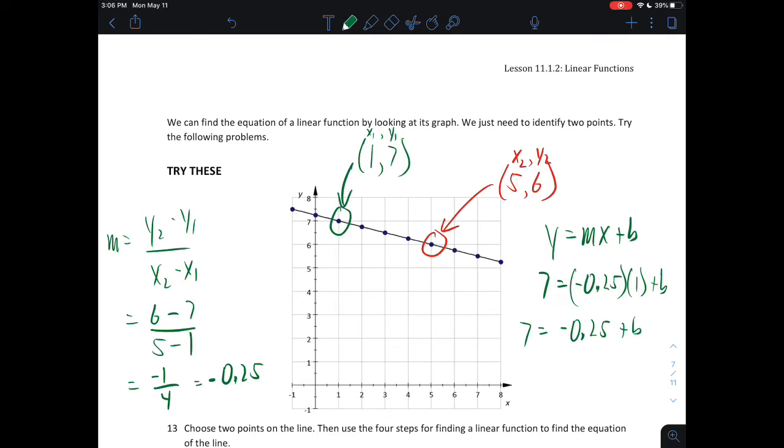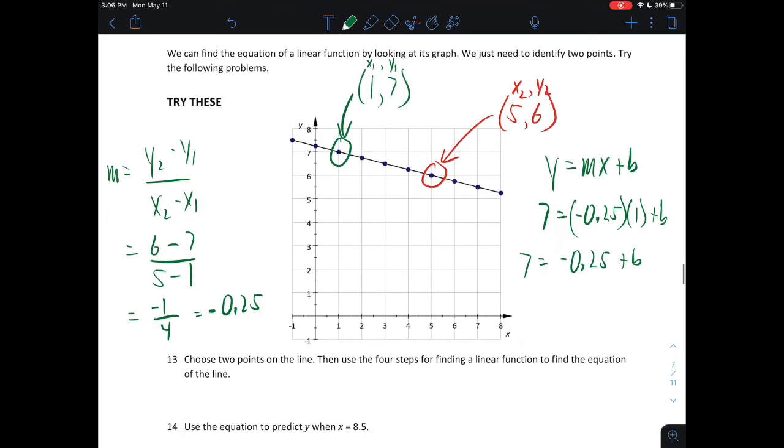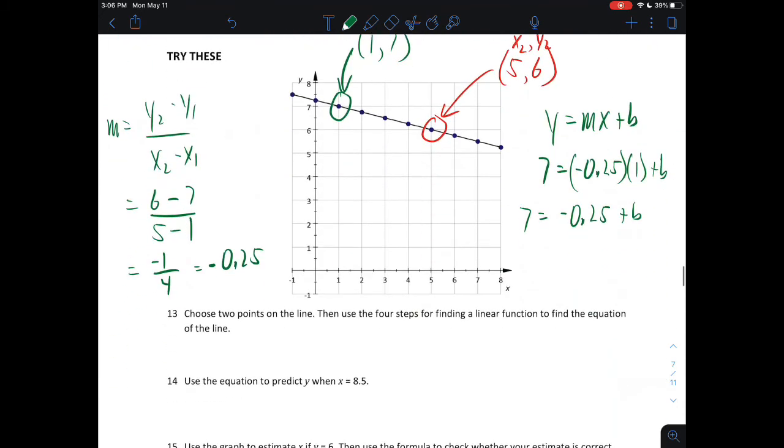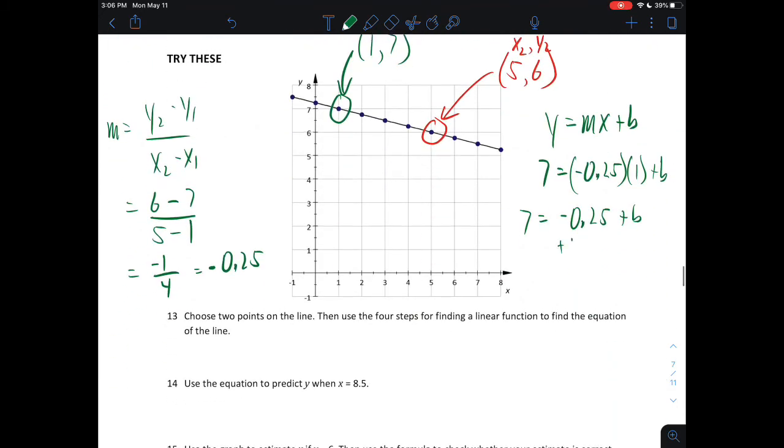Just like in the last problem, how do I get rid of this negative 0.25? Well, I added when I had a negative 48, so I'm going to add because I have a negative 0.25. And I have to also do that to the left-hand side. Now, you can break out a calculator here, but try to think about this. You've got $7 and you add a quarter. How much do you have now? You have $7.25. So that's what b is, 7.25.